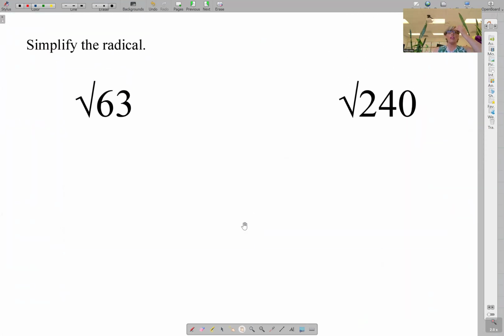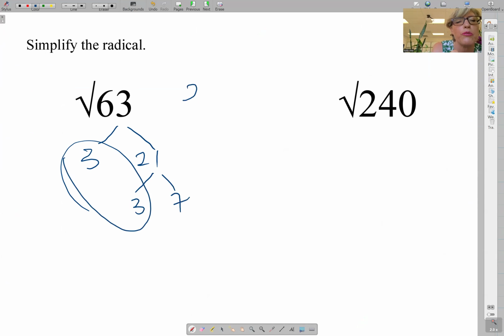I'm going to do one in factoring and one in ladder. So that's not divisible by 2, but it is divisible by 3. 3 goes in there 21 times. 3 goes in there 7 times. I have a pair. Pair comes out. 3 root 7 is the correct answer.